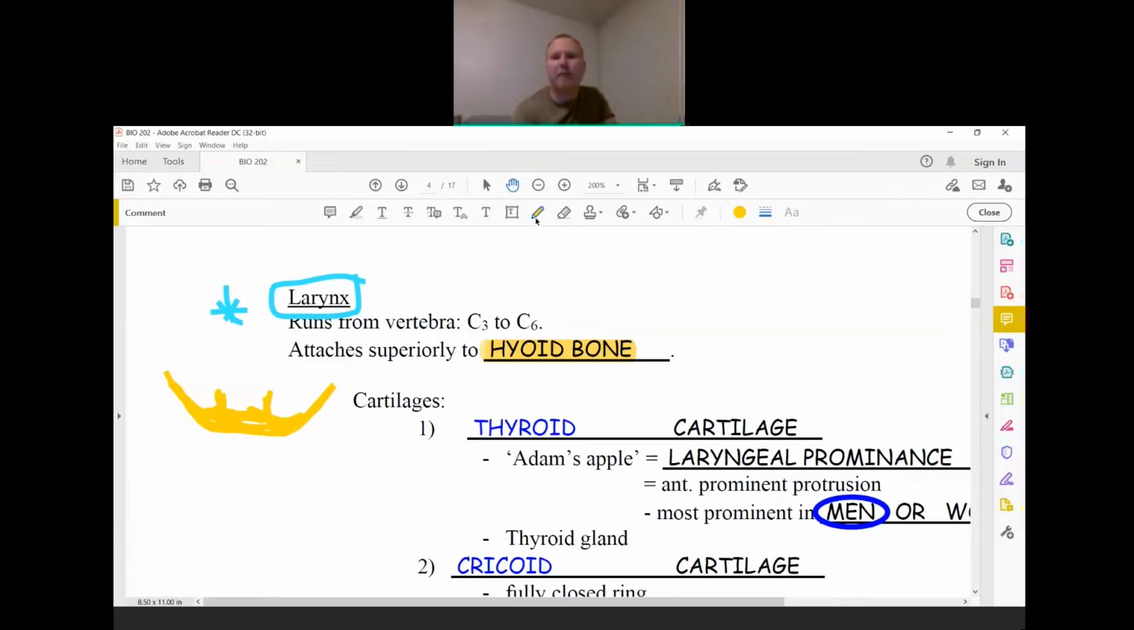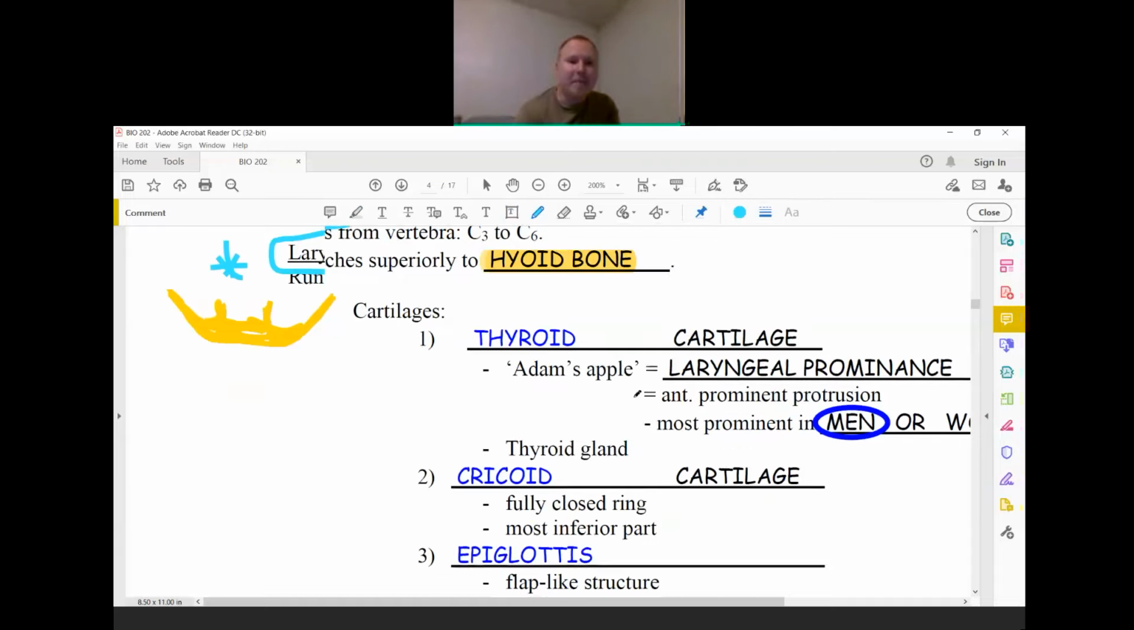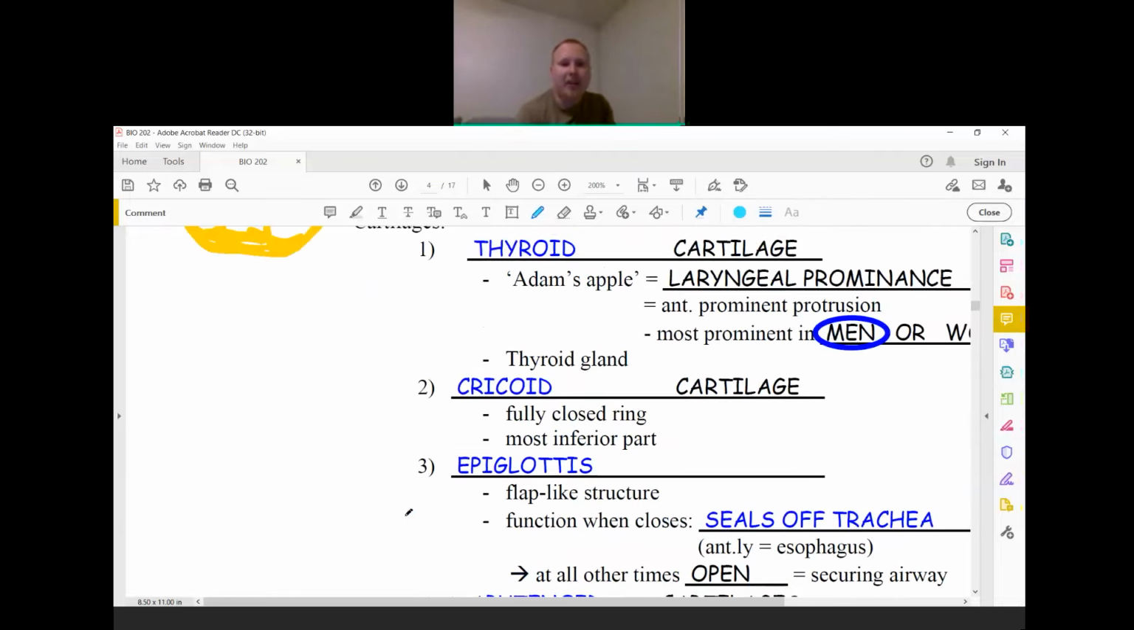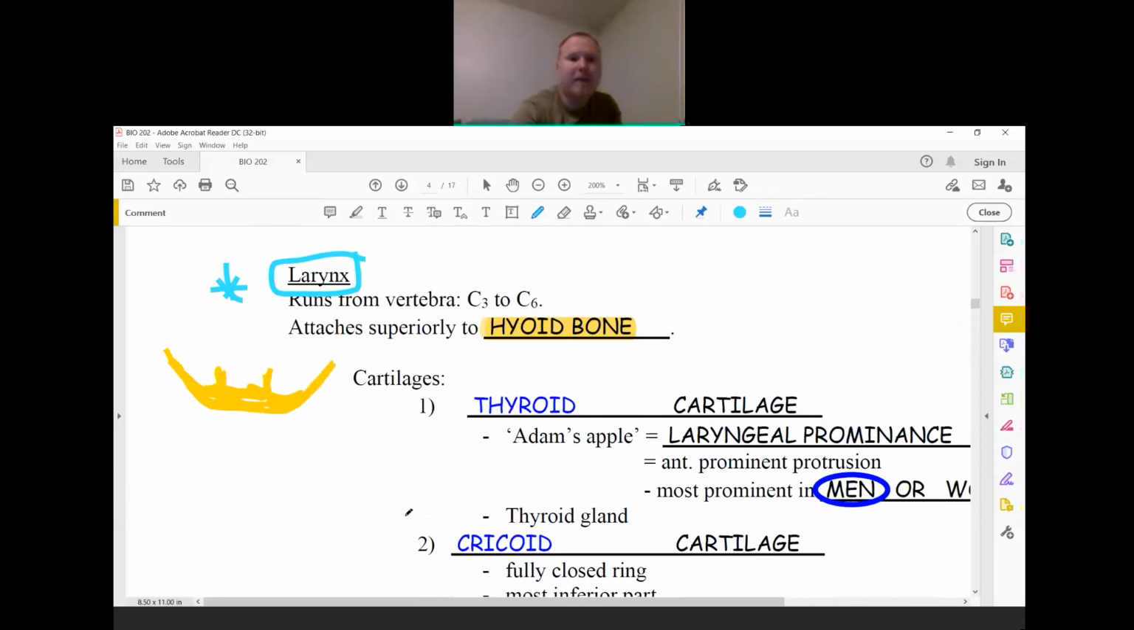So that's why it's also used in forensics, but it's not a definite sign. Sometimes you can get strangled without it breaking, and sometimes it can break even if there's no strangulation. But what we're going to look at when we discuss the larynx is that it's made of multiple different things. There are muscles, elastic tissue, and various kinds of cartilages. We're going to focus on these cartilages because they are probably the most important.